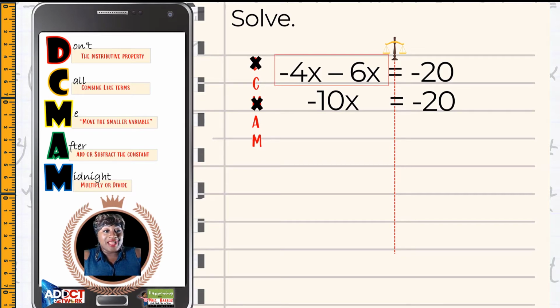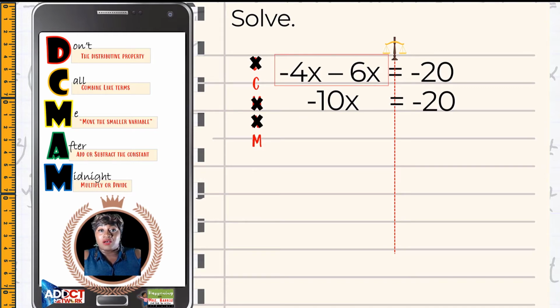Now we'll check for A. Add or subtract the constant. We know the whole purpose of solving an equation is to isolate the variable. On the left side of the equal sign where we see the variable x, there's not a constant. Therefore, we won't have to use A.